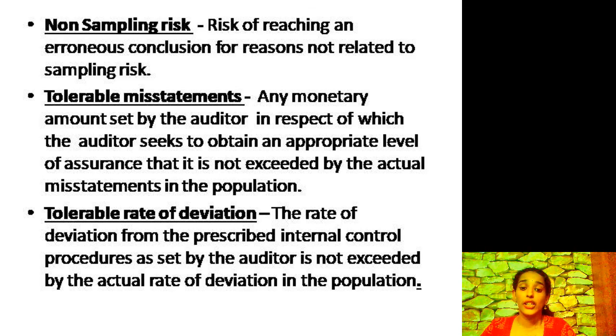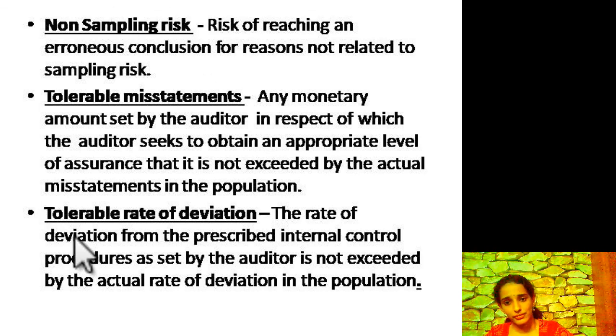Now, tolerable rate of deviation. It is a similar concept. It means the rate of deviation from the prescribed controls, as set by the auditor, versus what it actually is. So the actual rate of deviation in the population, how far is it different? Say up to 20% it is tolerable, but if it is 25, it is not a tolerable rate of deviation. The actual rate of deviation within the population should be the same as the rate of deviation set by the auditor from the prescribed internal control procedures.